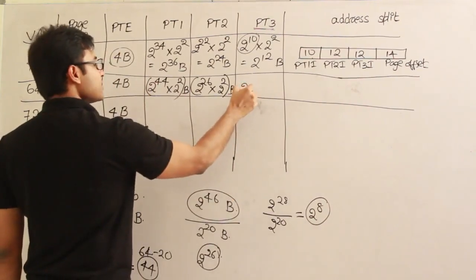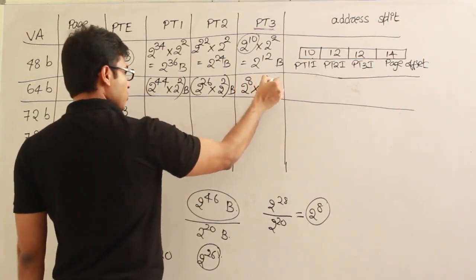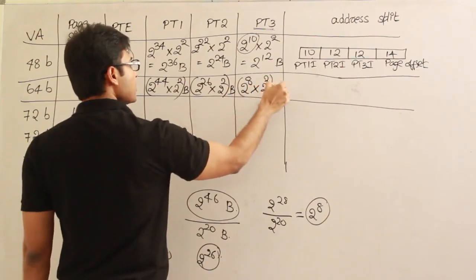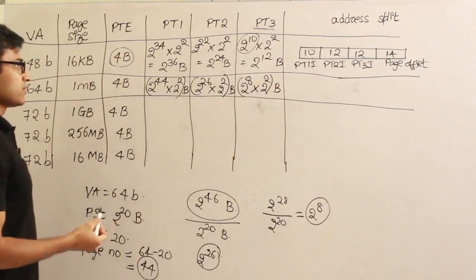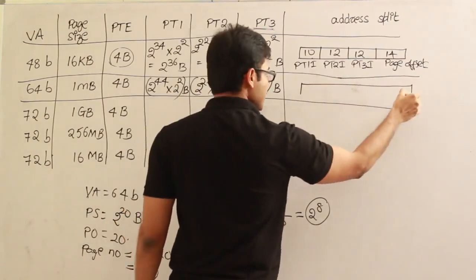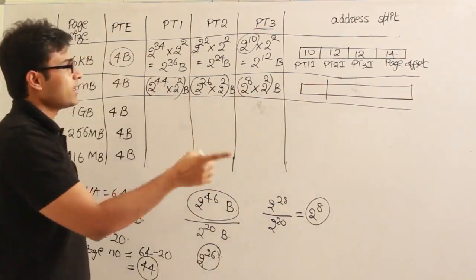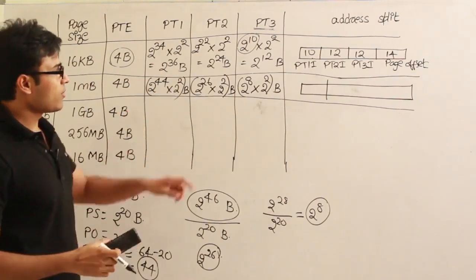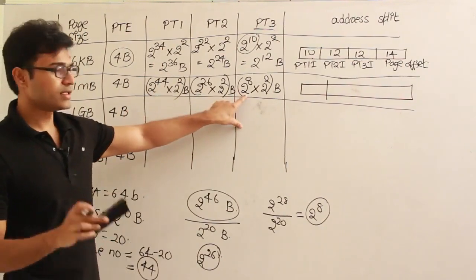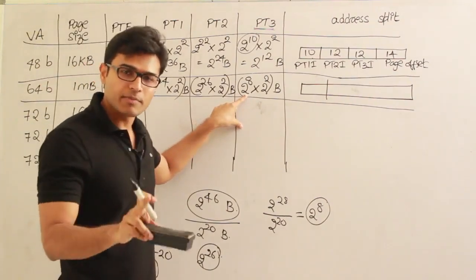Therefore, the number of entries in the next level page table is 2 power 8 and the size of each entry is 2 power 2, right? Therefore, this is the size of the final level page table. Got it? And now how to divide the address? The address will be divided in such a way that we have to index one of the entries in the outermost page table first. How many pages are there in the outermost page table? See, this is very important. The outermost page table contains only one page.